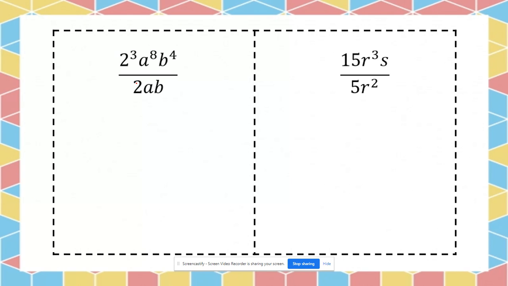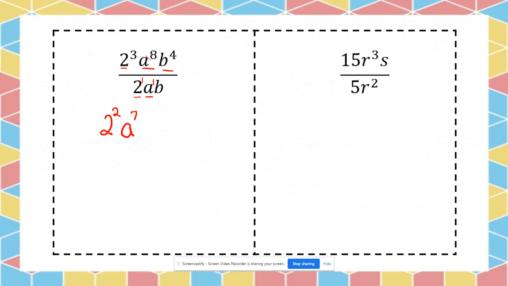For this problem, I have 2 to the third over 2. They have the same base, the base of 2. This 2 in my denominator doesn't seem to have an exponent, but we all know that that means that there is an invisible exponent of 1. So I can do 3 minus 1 to get 2. So this is a base of 2 and an exponent of 2. Then I'm going to look at my a's. This also has an invisible exponent of 1. So I'm going to do 8 minus 1 to get a to the 7th.